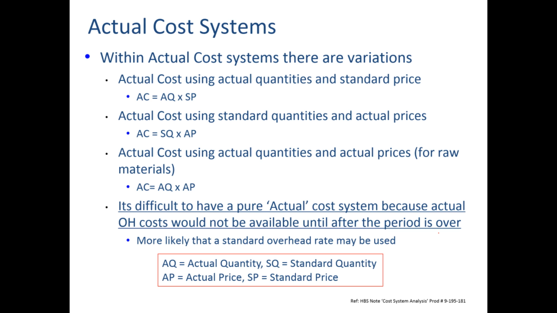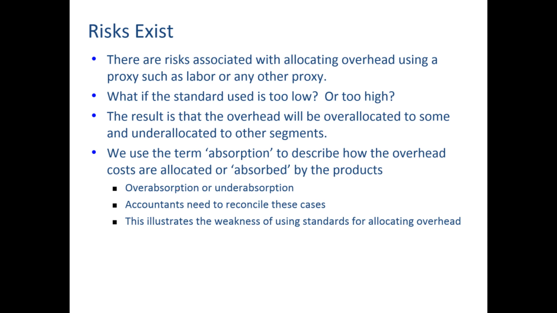As we see here, there are several variants of this actual cost. The company may choose one of these depending upon what provides the most accurate and representative assessment of their cost. Here we see the actual quantities used here. We see here the actual prices are used here. And in this particular case, actual quantities and actual prices are used. But again, that's difficult to have because the cycle time to get that data and information is usually pretty long.